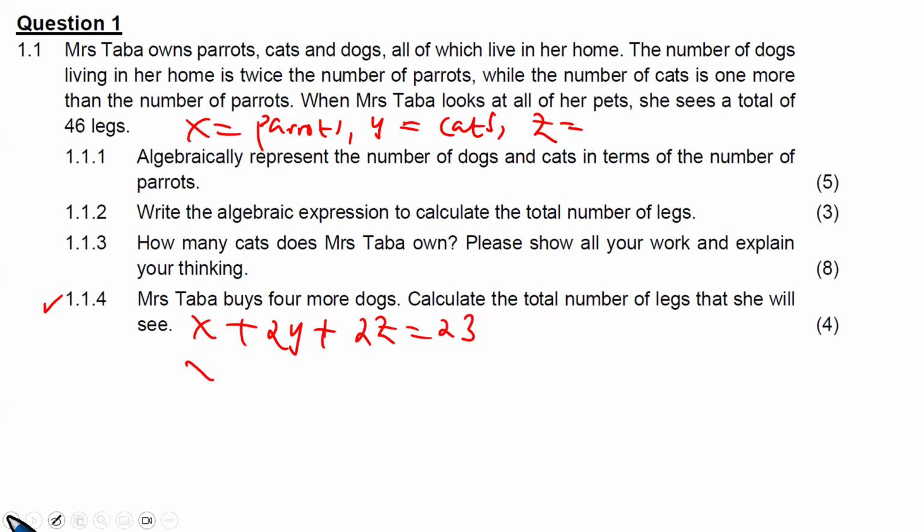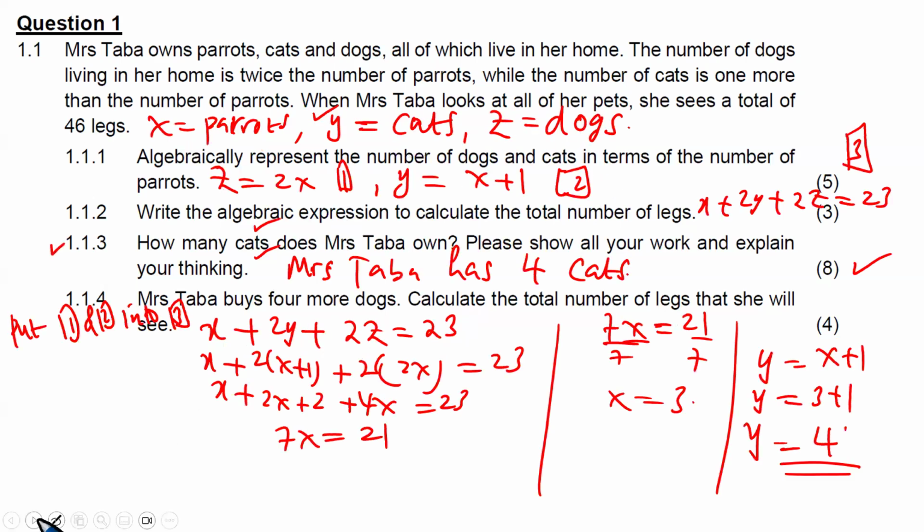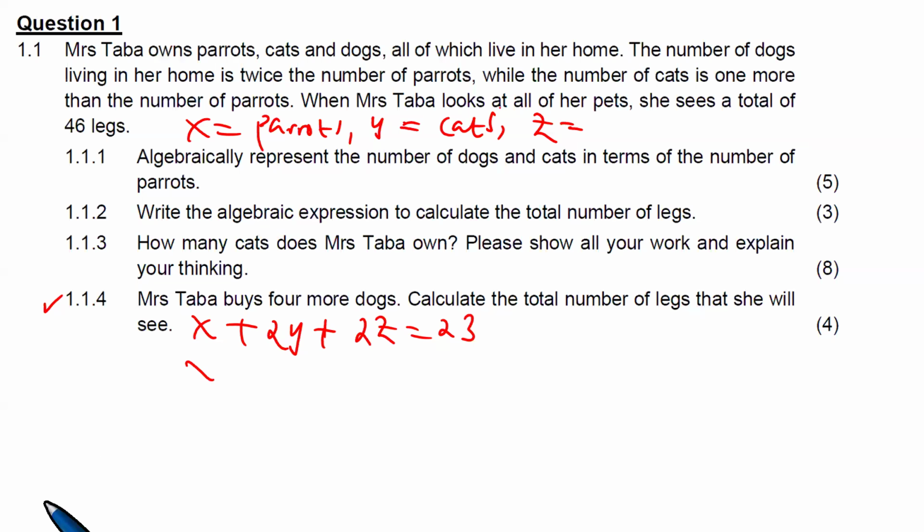Z is what? The dogs. Yes. So now, if you look at this question, what are we effectively saying here? If she buys 4 more dogs, there is a new equation that is going to arise from the fact that the dogs are now more.